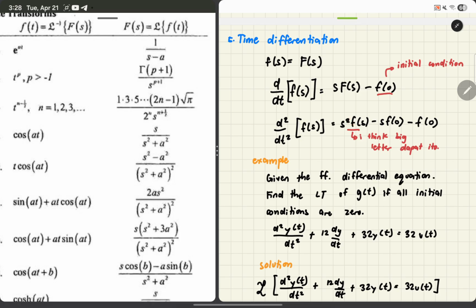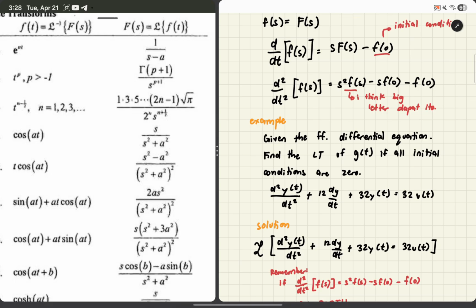And then that will decrease until it becomes 0. As you can see, s squared f of s minus s, that became 1, and then this became s raised to 0. Therefore, it became 1.